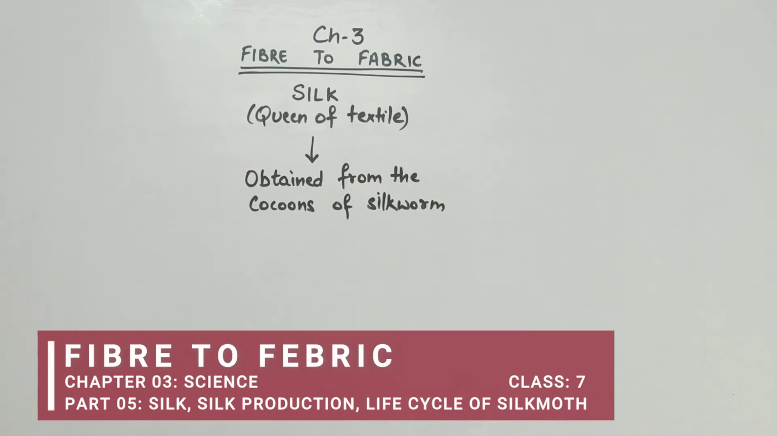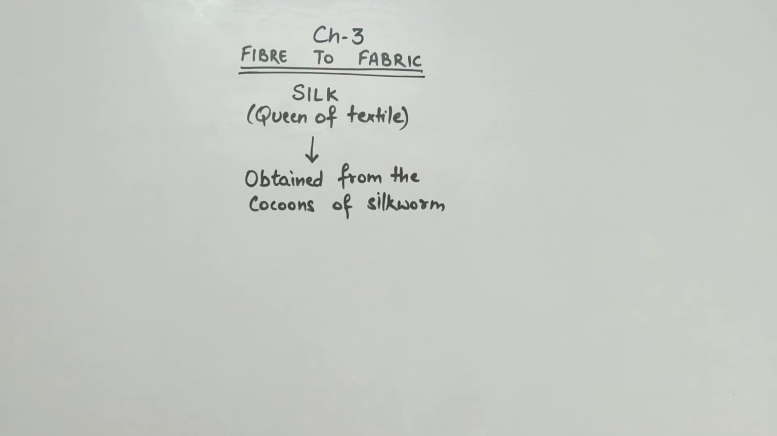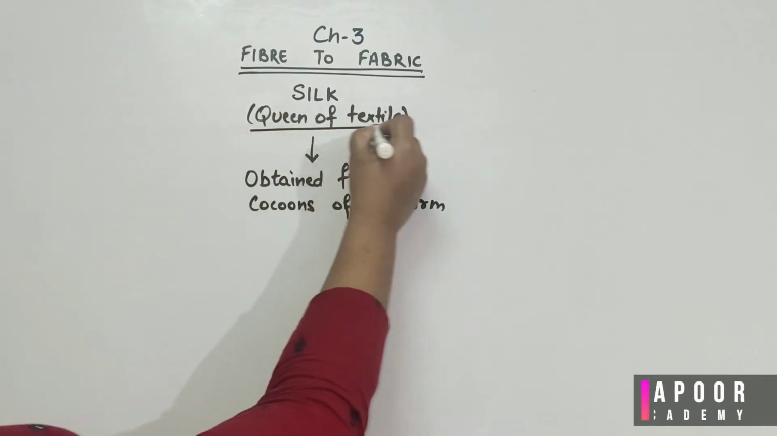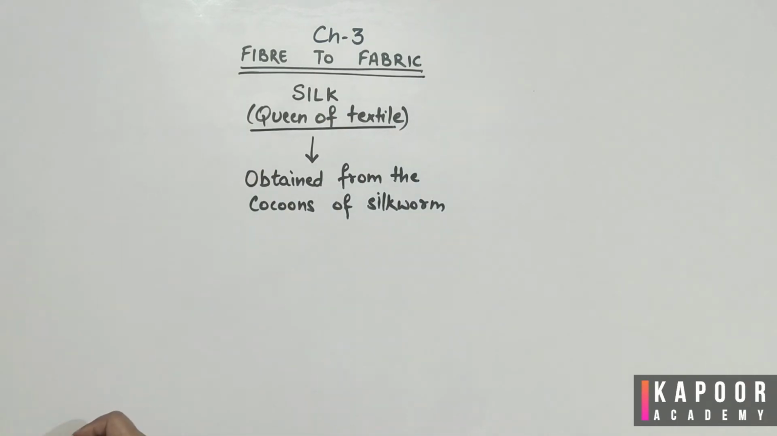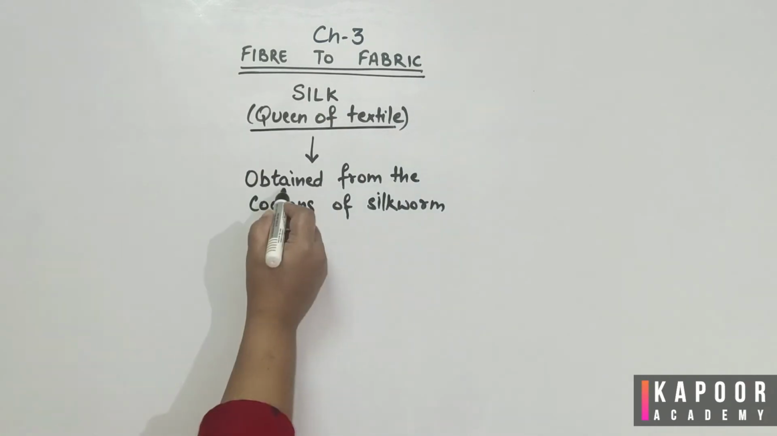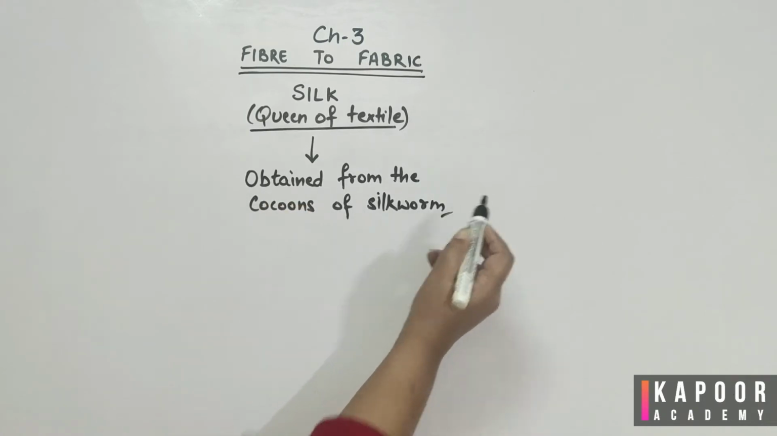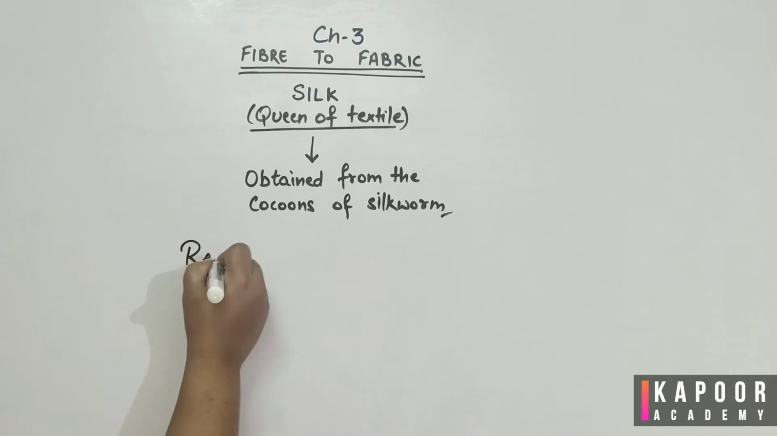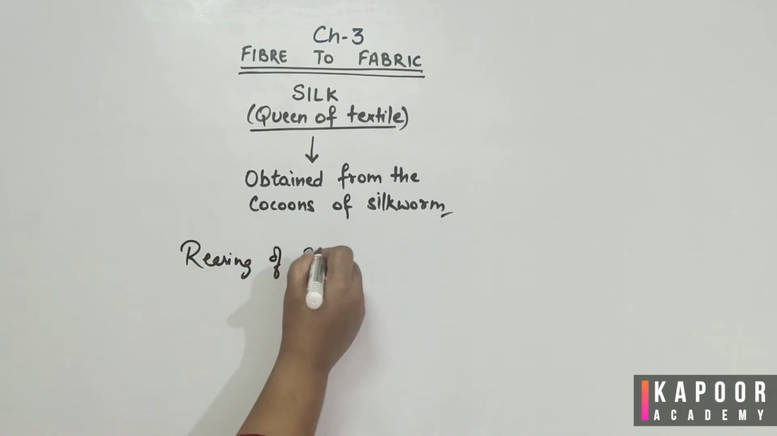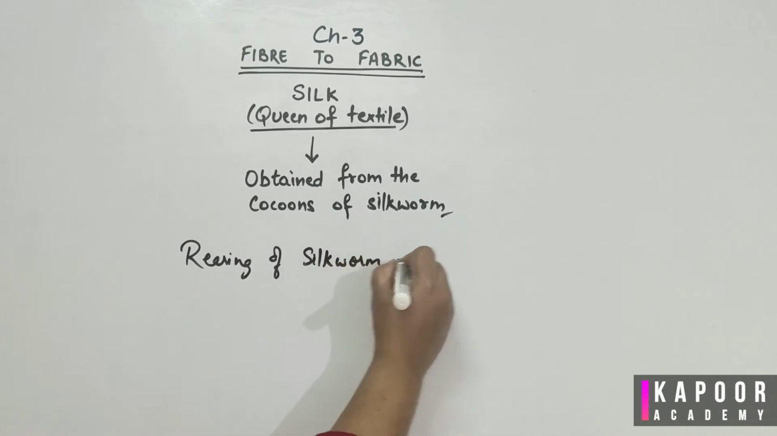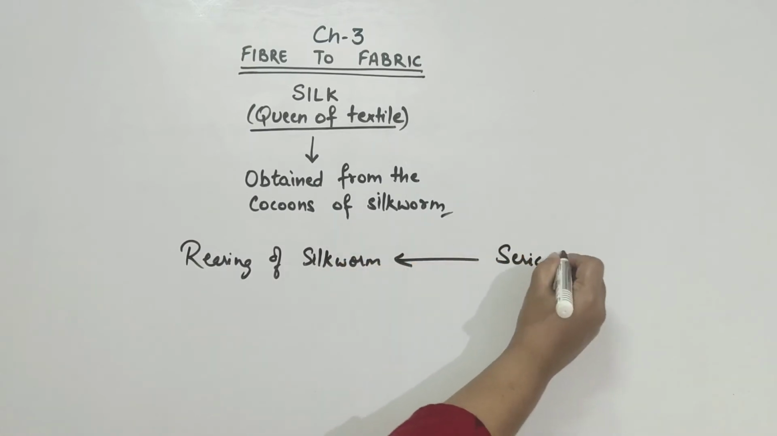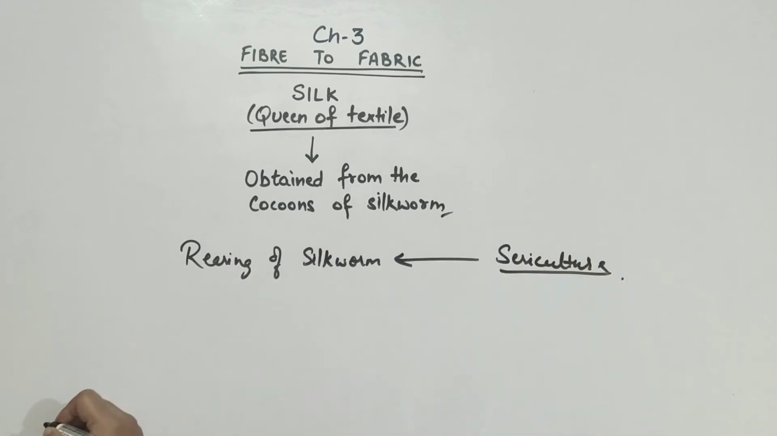Today's topic of discussion is silk. Silk is called the queen of textile. It is a natural protein fiber obtained from the cocoons of silkworm, and the rearing of silkworms for the production of raw silk is called sericulture. Today, China and Japan are the two main producers of the silk. India and Italy are also significant silk producers.